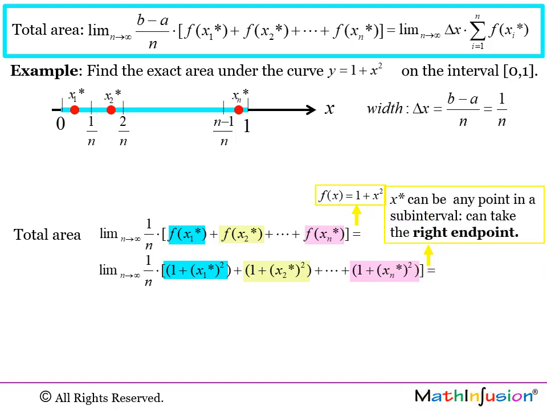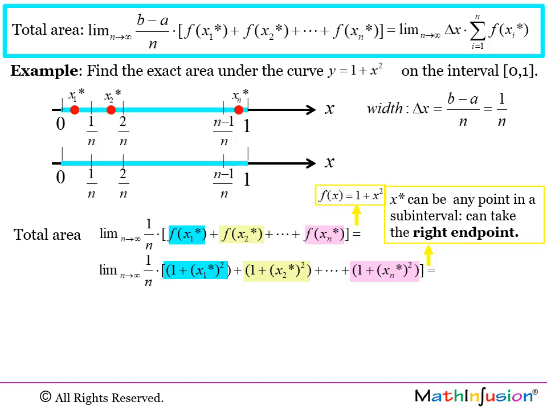x star can be any point in a subinterval, which means that it is okay to choose the right endpoint. I need to keep everything very organized, so I don't want to choose different x stars in each one of the subintervals, so it's really good to choose the same one every time. In this case, in each one of these subintervals, I'm going to choose x star to be the right endpoint. So now I need a new picture here.